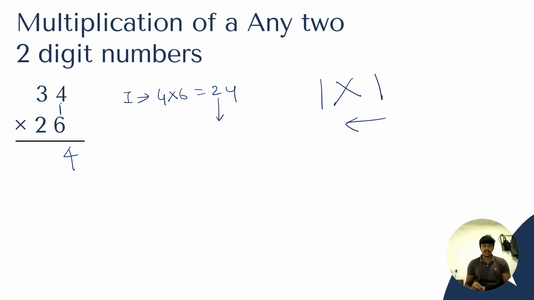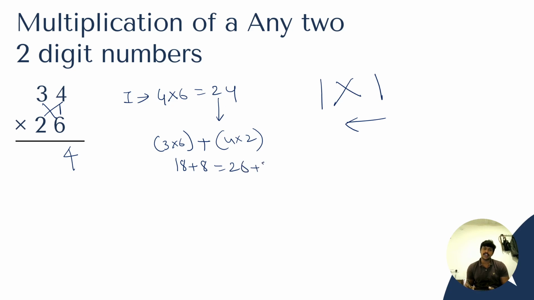Next X. X means multiply 3 and 6. Multiply 4 and 2. And add both of them. X. This one, add both of them. And here 3 6s 18 and 4 2s 8. Actually it has to be 26, but we are having a carry here. You have to carry forward always. So it's going to be 28. So 8 here and 2 is going to be the carry. And again I. This time this one, 3 2s 6 and carry is there. 6 plus 2, 8. 884.